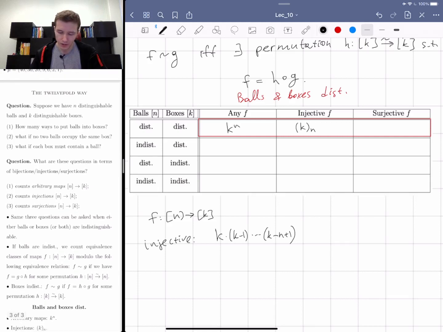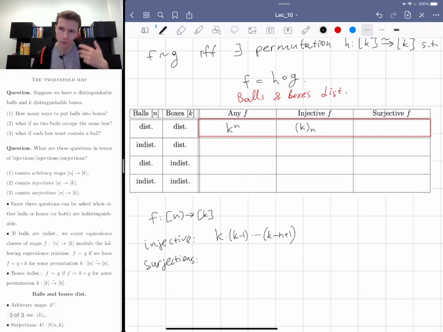And finally, if you want to count surjections, well, that one's hard, but we already did that a couple of lectures ago. Using the inclusion-exclusion principle, we computed the formula, but the answer is basically given by k factorial times S(n, k), the Stirling number of the second kind. K factorial S(n, k).